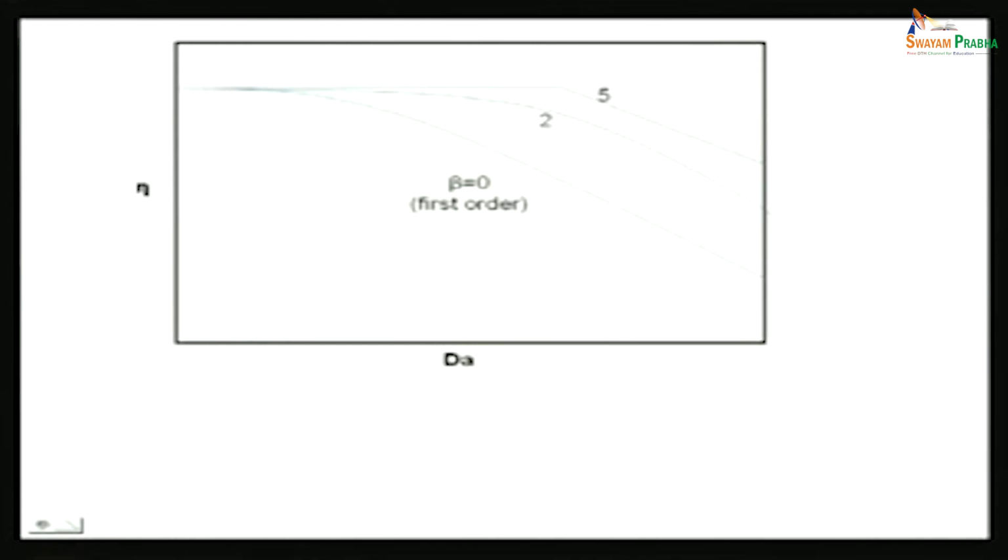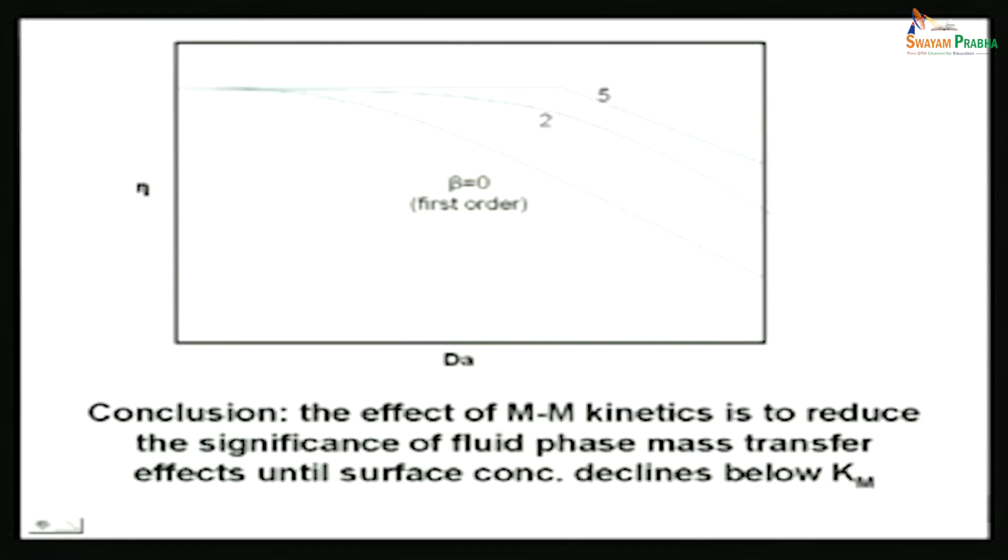So this is a very important thought that we want to take away from this whole chapter, because we had shown you first order, we had shown you 0th order, but what is the effect of Michaelis-Menten kinetics? So the conclusion that we have, and this is essentially the conclusion of this chapter also, is that the effect of Michaelis-Menten kinetics is to reduce the significance of fluid phase mass transfer effects until surface concentration declines below Km.